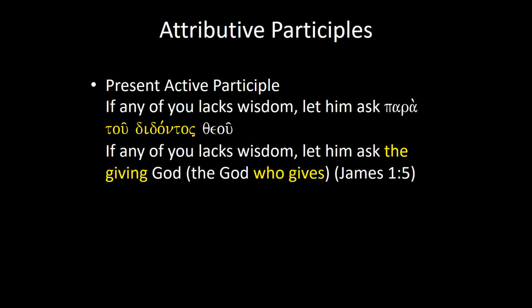I'm going to show you some other examples from the New Testament reflecting different tense and voice combinations. So here's a present active participle, tou didontos. If any of you lacks wisdom, let him ask, and then here we go, para tou didontos theou. If any of you lacks wisdom, let him ask from God. But what kind of a God? It's tou didontos God, from the giving God, or the God who gives. So here it's just in this attributive position. It modifies the noun theou, so it agrees in case, gender, number.